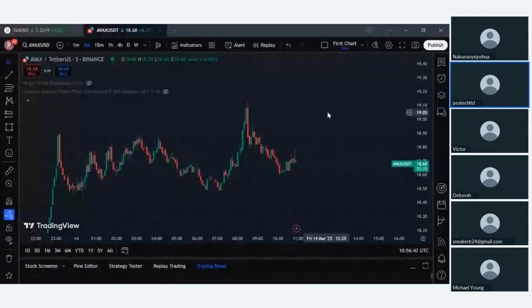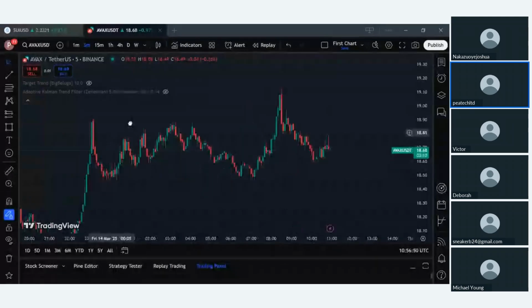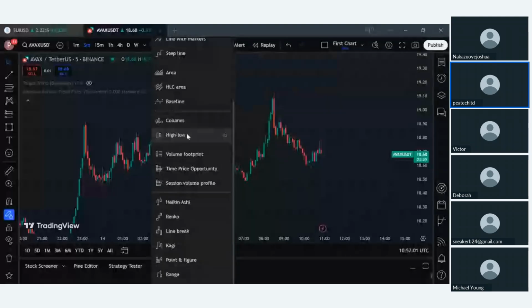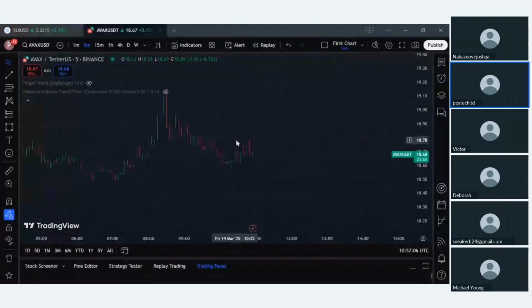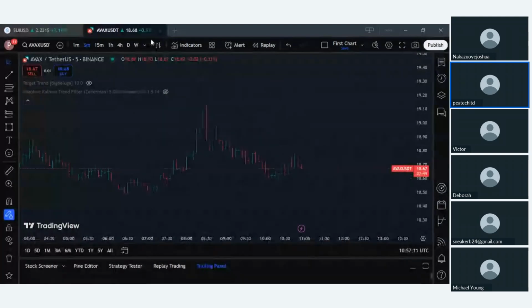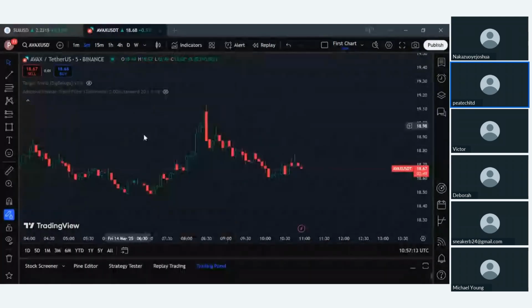Since we are using Japanese candlesticks, before we proceed, I want to mention that these are not the only type of chart we have. If you can see, we have the bar chart, hollow candles, volume candles, and the line chart. These are different types of charts. If I go to the bar chart, you can see the display changes to all these bars. If I change to hollow, even though it's a candlestick, the candles have holes; the inside is not filled up.